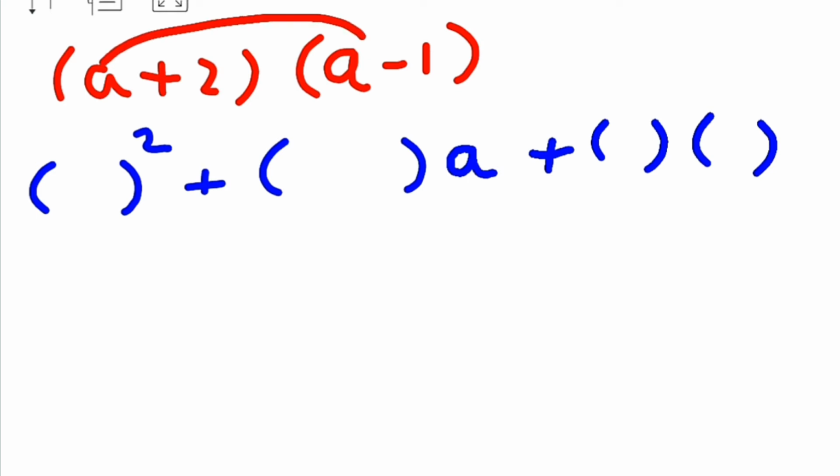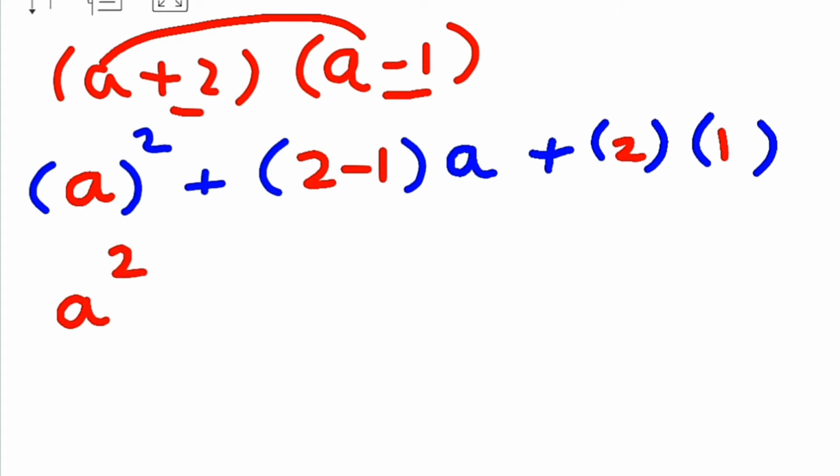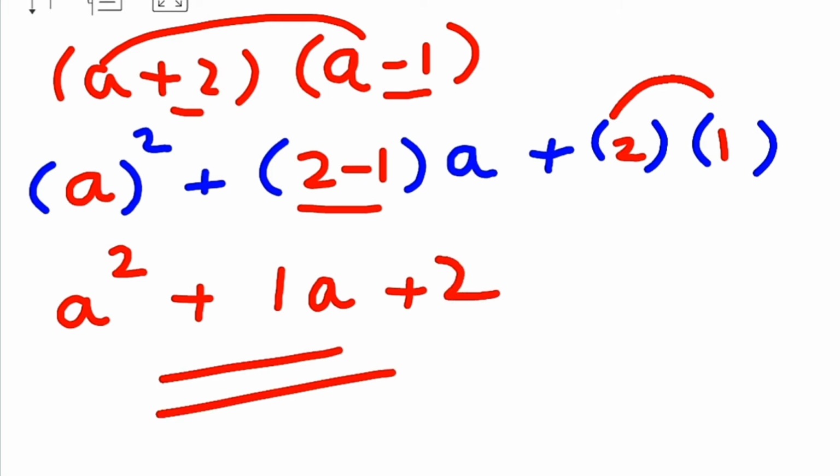Now we will put the values inside this. We have to write a square plus, now we have to add plus 2 and minus 1, that means 2 minus 1. And here also 2 and 1. Understanding children? I will be solving each and every sum for this problem set. Now we have to write the value for this. This will give you the answer as a square plus 2 minus 1 will become 1 a, and plus 2 ones will give you the answer as 2. So this way the first question has been solved.